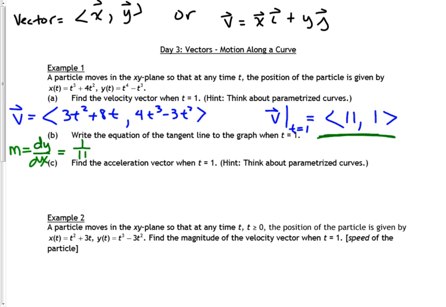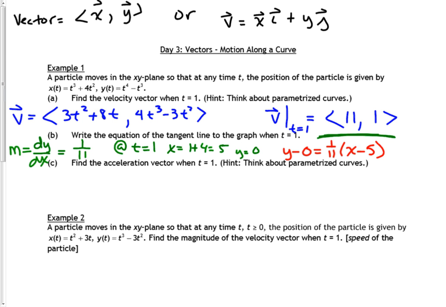So the only thing that I have to do is find out my x and my y. So at t is equal to 1, my x is going to be... I'm using my derivative, I apologize. I need the original position. At t is 1, my x is going to be 1 plus 4, which is 5, and my y is going to be 1 minus 1, which is 0. So now I can write the equation of the tangent line: y minus the y value is equal to the slope times x minus the x value. So in red is the equation of the tangent line.